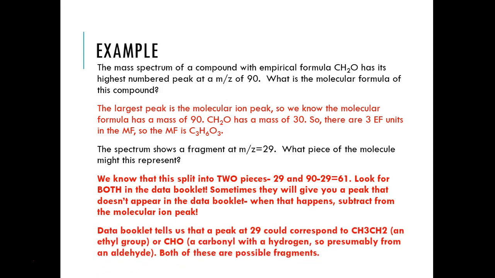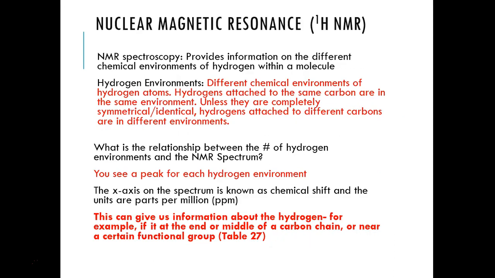Okay, so the data booklet tells us that a peak at 29 could correspond to an ethyl group, CH3CH2, or a carbonyl group with a hydrogen, so presumably from an aldehyde. Both of these are possible fragments given what we know right now, right? Given the formula that we have, both of those are possibilities.